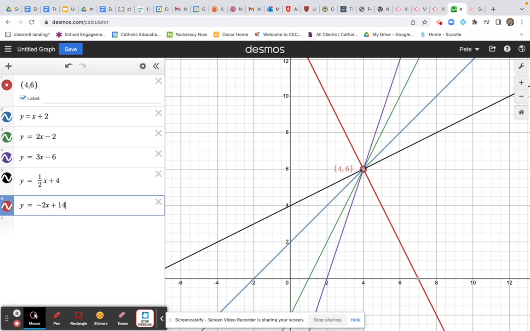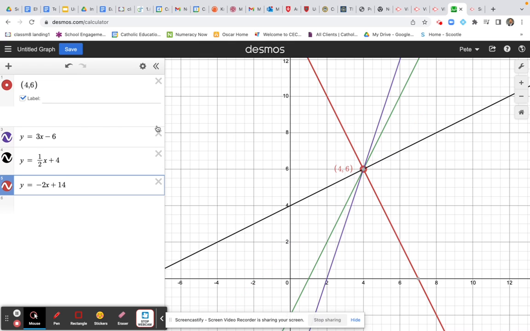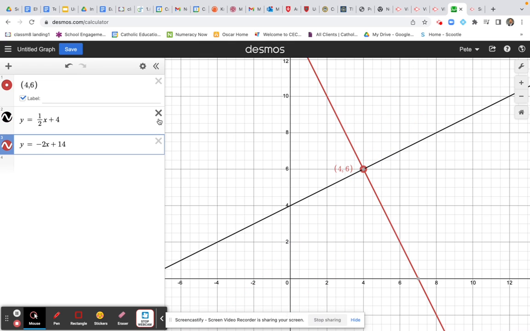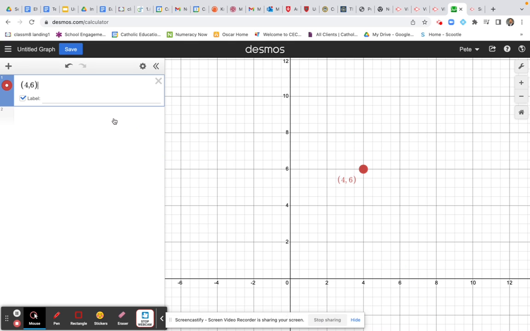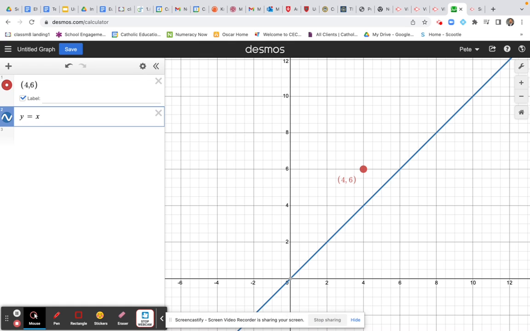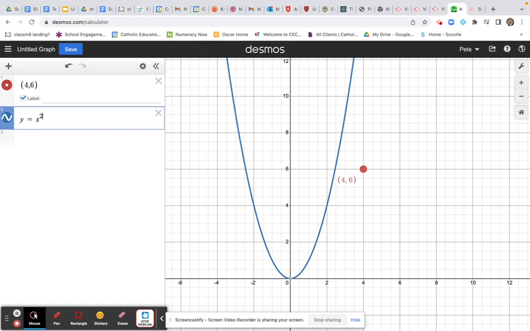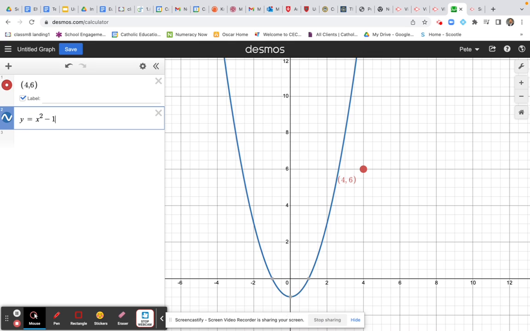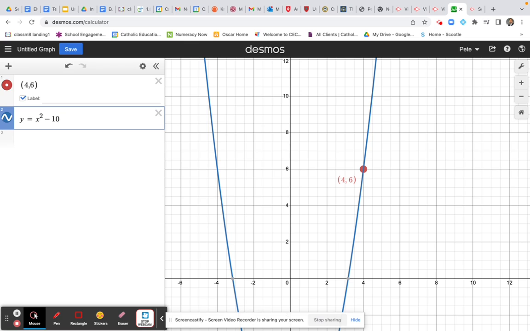So as you can see, there are loads and loads of straight lines, an infinite amount of straight lines that go through 4, 6. Then we had to do some that were parabolas. Okay, so parabolas might be a little bit harder. Let's start with y equals x squared. So what's 4 squared? That's 16. So we're going to have to minus 10. And there we go. We're through it. We're off the page there.